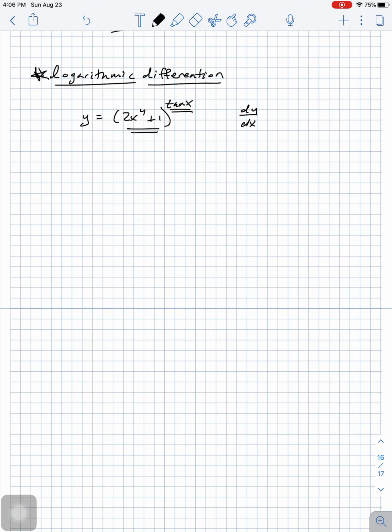The idea of logarithmic differentiation is before you take the derivative, okay, before you take the derivative, you take the log of both sides. So log of y, and you take the log, and it can be natural log or regular log, doesn't matter what base you choose, okay, up to the tangent x. And then you use the log rules from pre-calculus to reorganize the problem. Okay, so for example, in this case, I have the log of an exponent. And so we had that rule that said, hey, you can bring the exponent down in front of a log. So this becomes tangent x ln of 2x to the fourth plus 1.